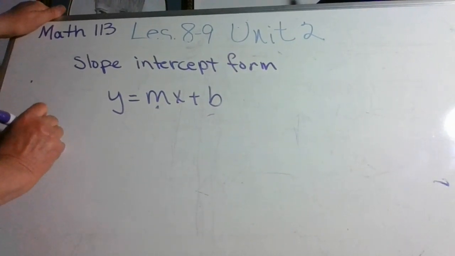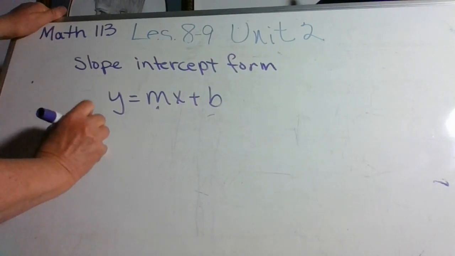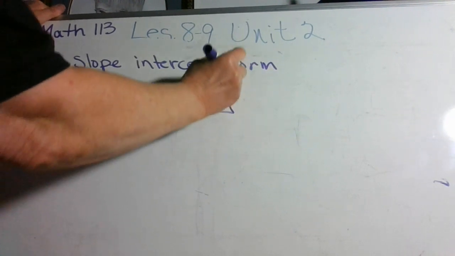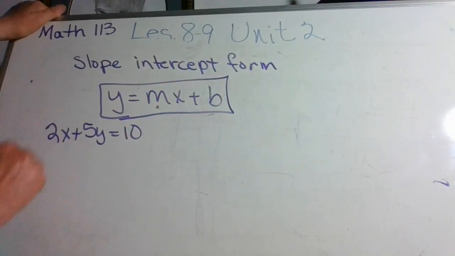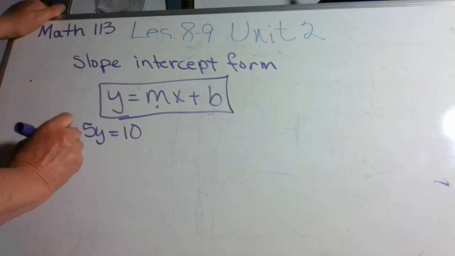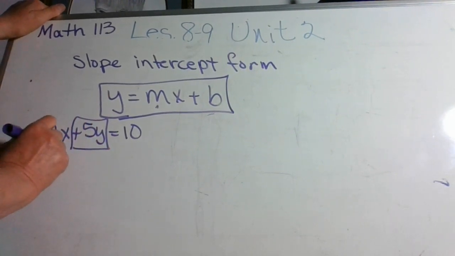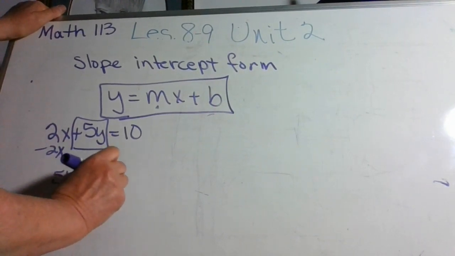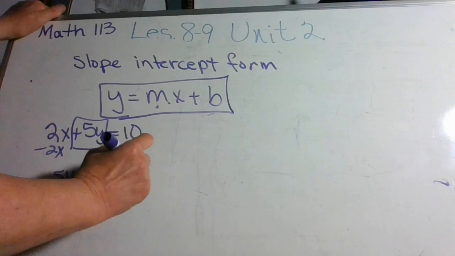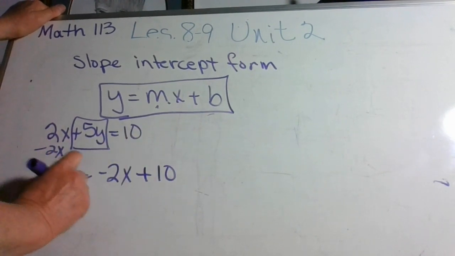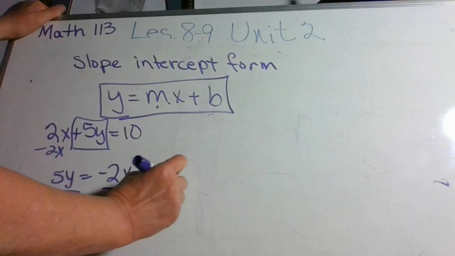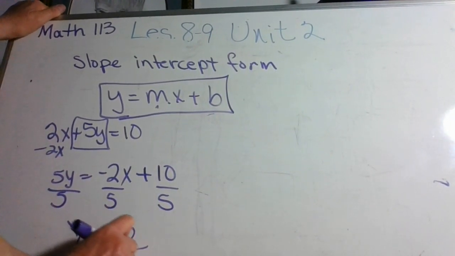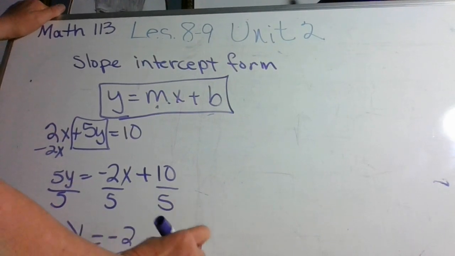Example 5 says 2x plus 5y equals 10. Always put it in this form, solve for y. So here I have 5y, so I'm going to subtract 2x from both sides. And notice what I'm going to do here. I'm going to put that negative 2x first because I want it in that form, plus 10. Now I'm going to divide by 5. So y is equal to negative 2 over 5x plus 2.